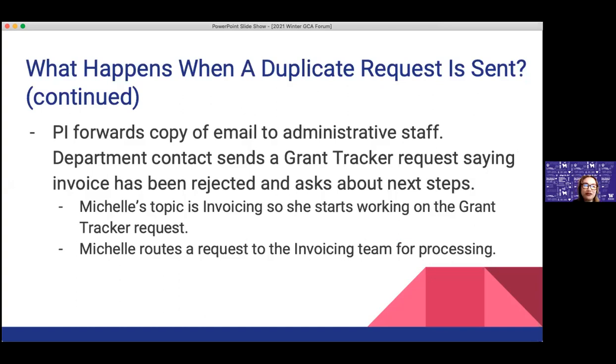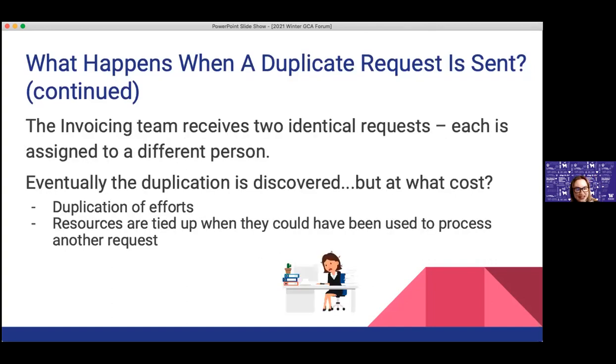But the PI, being very well-intentioned and well-meaning, also sends a copy of the email to their administrative staff so they know what's going on. The administrative staff don't know that the conversation is still going on in the email. So they send a grant tracker under the invoicing topic, letting us know that the invoice has been rejected. Invoicing happens to be Michelle's topic for that quarter, so she sees the grant tracker, starts working on it, works with the administrator, knows what to do, and then routes a request to the invoicing team for processing. All right, next slide.